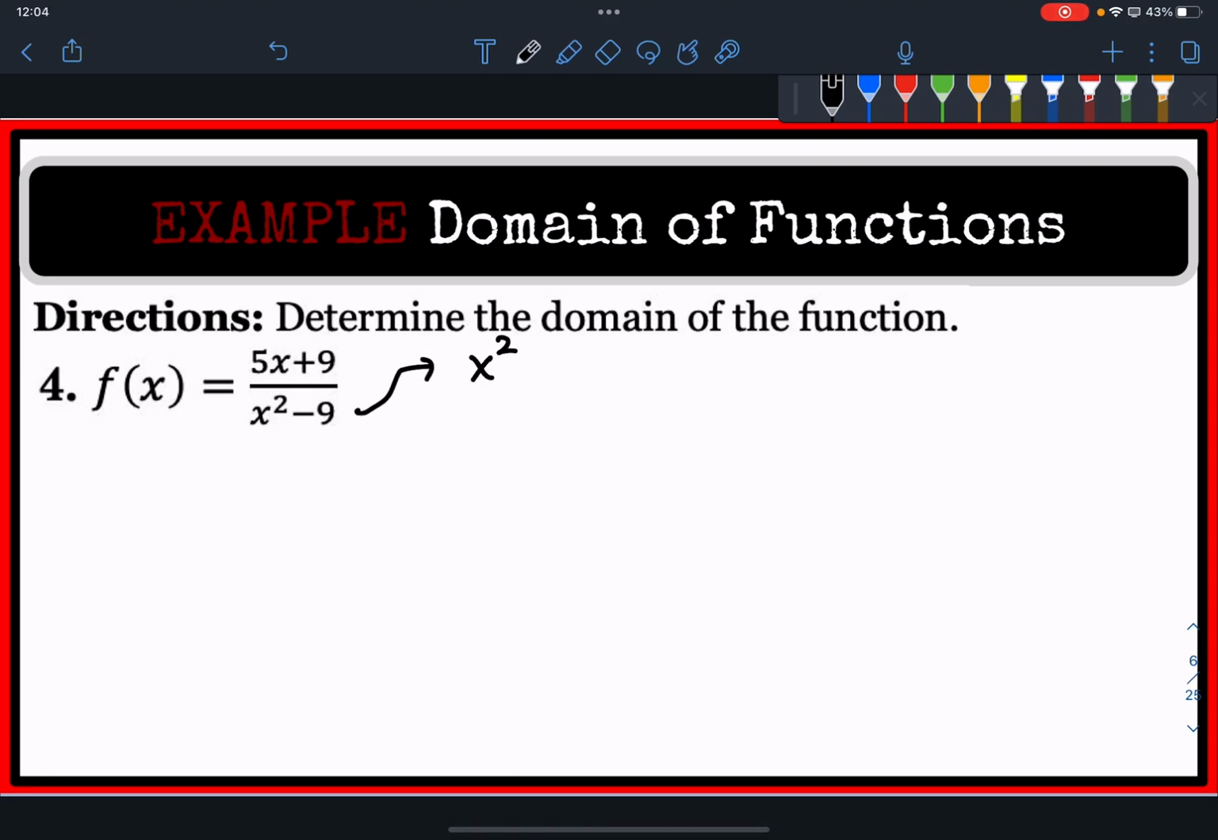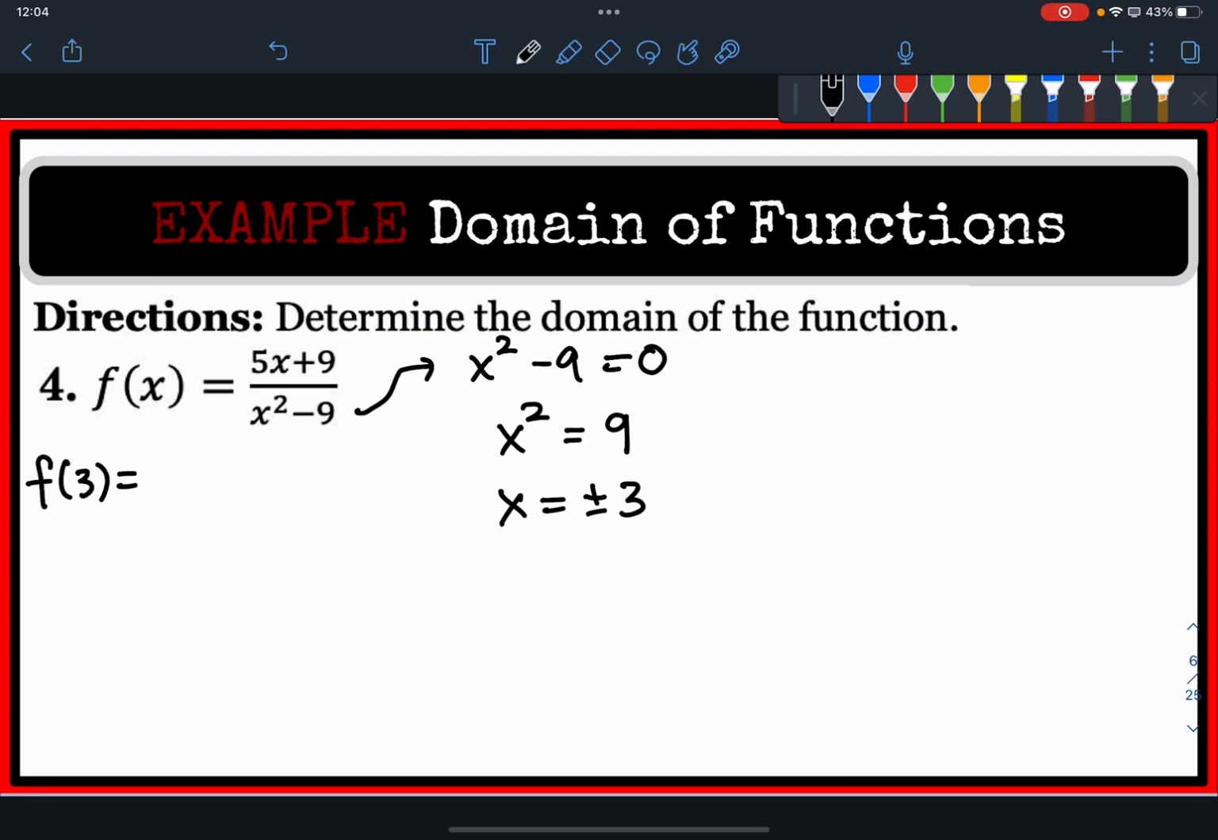Let's have x squared minus 9 equal to 0. So we'll add 9 to both sides. We'll take the square roots. So x will equal positive and negative 3. So let's start with positive 3.